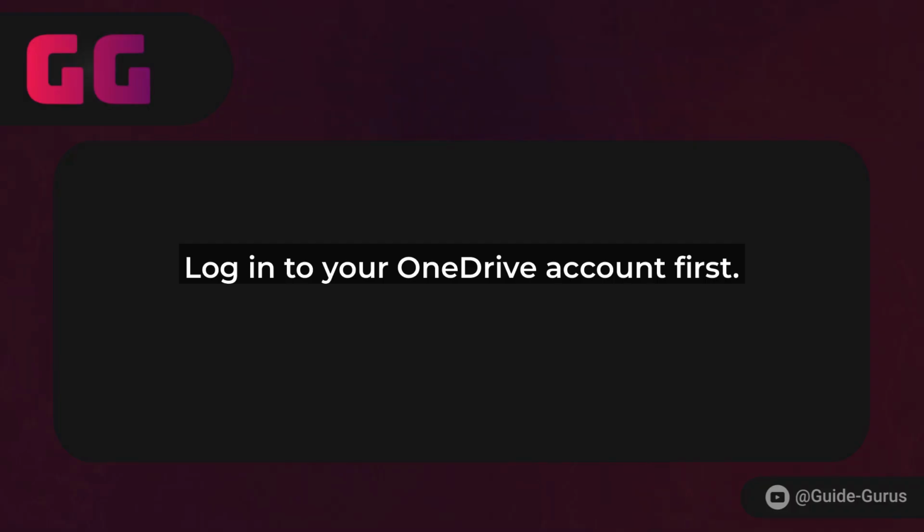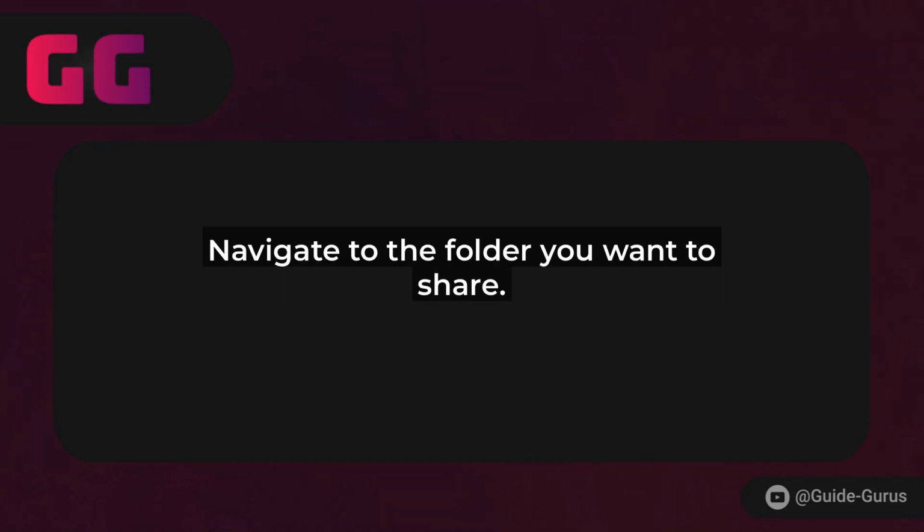First things first, make sure you're logged into your OneDrive account. If you don't have one, head over to the Microsoft website and sign up. It's free and straightforward. Once you're in, navigate to the folder you want to share. You can do this by clicking on Files in the left sidebar and browsing through your directories.